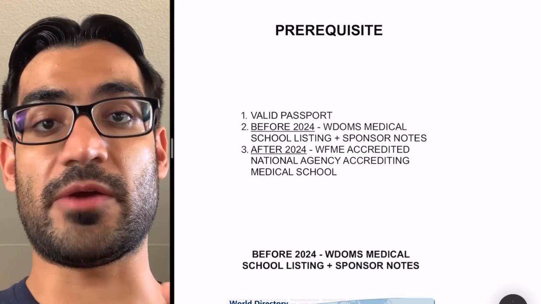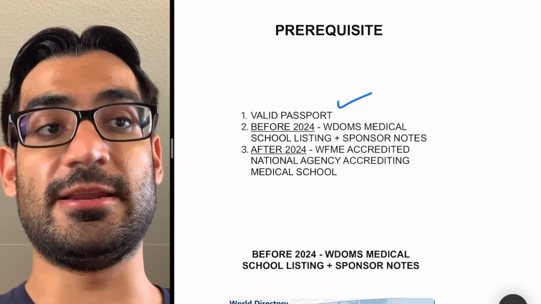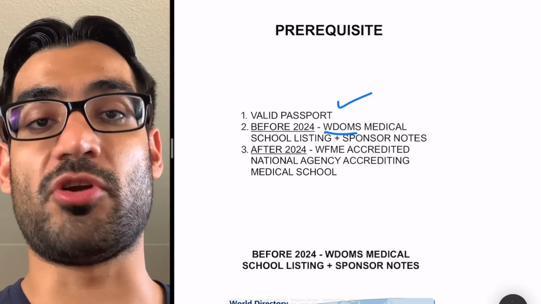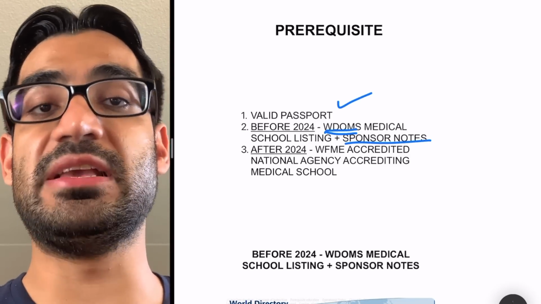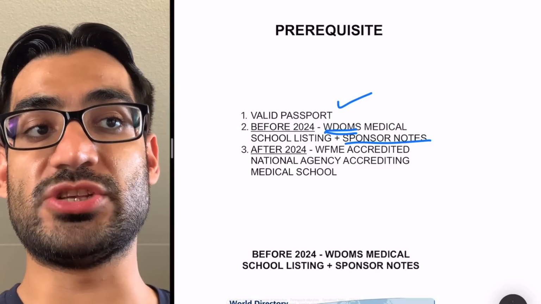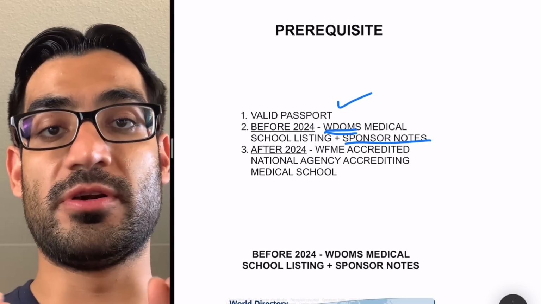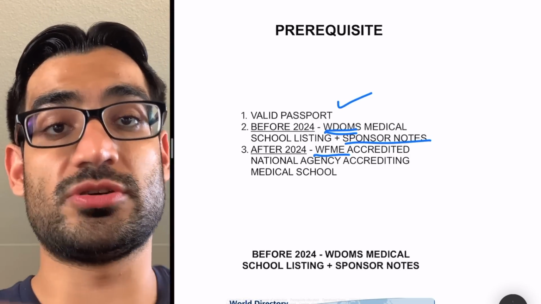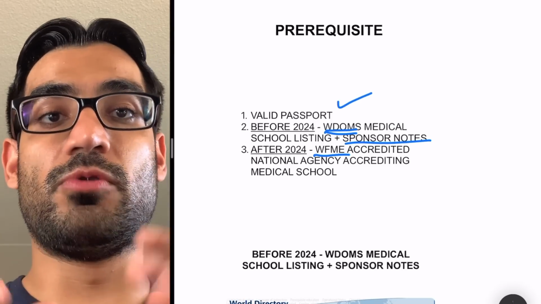Let's start with the prerequisites for applying to the USMLE, United States Medical Licensing Exams. The first prerequisite that you need to have is a valid unexpired passport. The second prerequisite, which is before 2024, is you must apply from a college that is listed under the WDOMS, and you also must have ECFMG sponsor notes in the WDOMS. After 2024, this process is changing, where we'll be moving away from individual medical school accreditation by the World Directory of Medical Schools to WFME, which is World Federation of Medical Education accreditation of the national agency accrediting the medical school, and I'll get into what that means later.